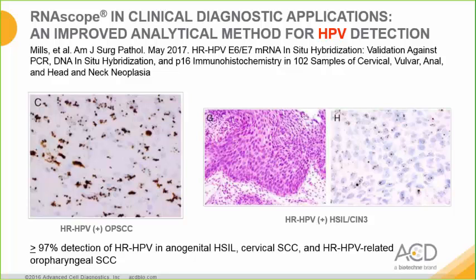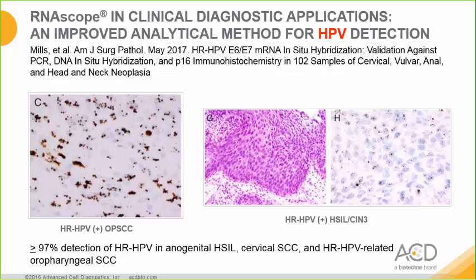In a very recent study by Mills and others that appeared in the American Journal of Surgical Pathology, they performed and validated, notably on an automated platform, the Leica Bond RX, an RNA ISH assay using RNAscope technology and RNAscope's HPV HR18 probe, which detects E6, E7 mRNA in 18 high-risk HPV subtypes against PCR, DNA ISH, which is now no longer commercially available, and p16 IHC in 102 samples of cervical, vulvar, anal, and head and neck neoplasia.